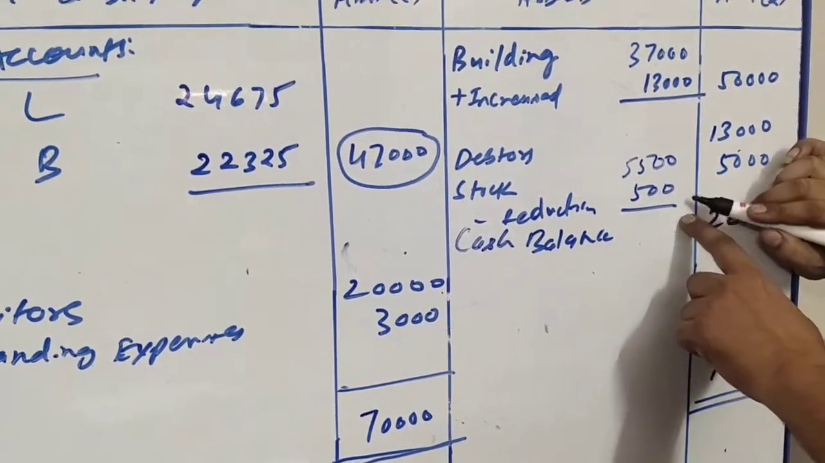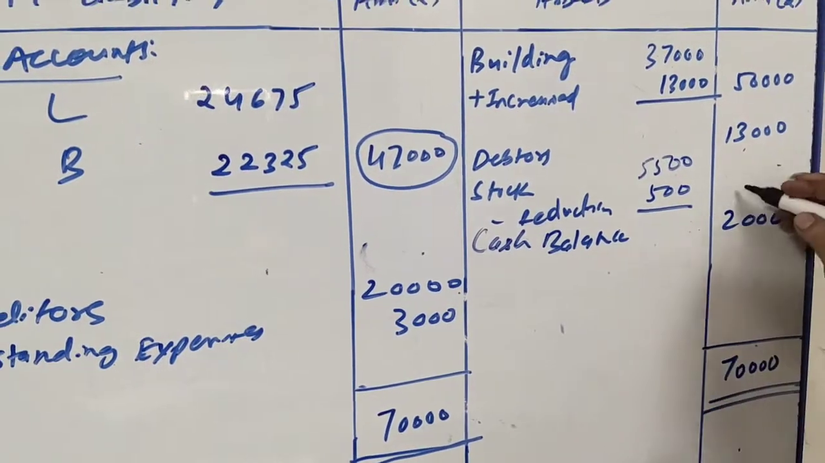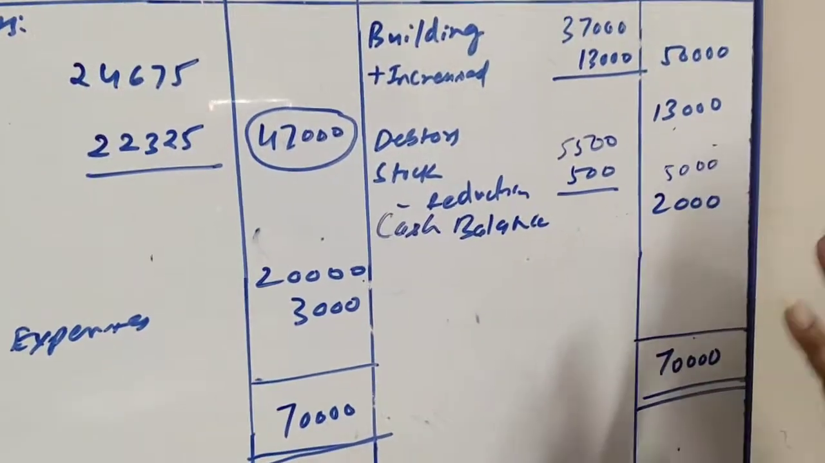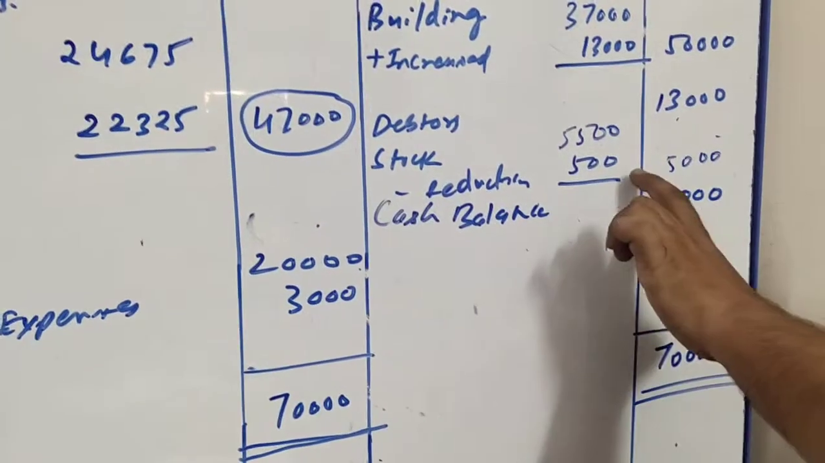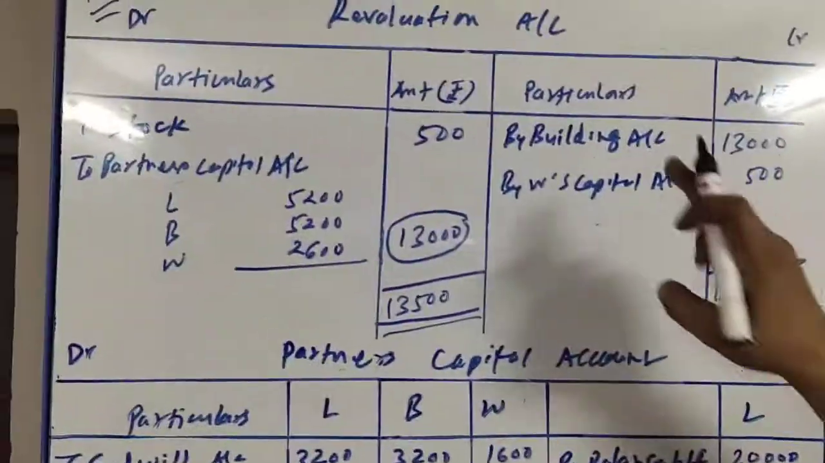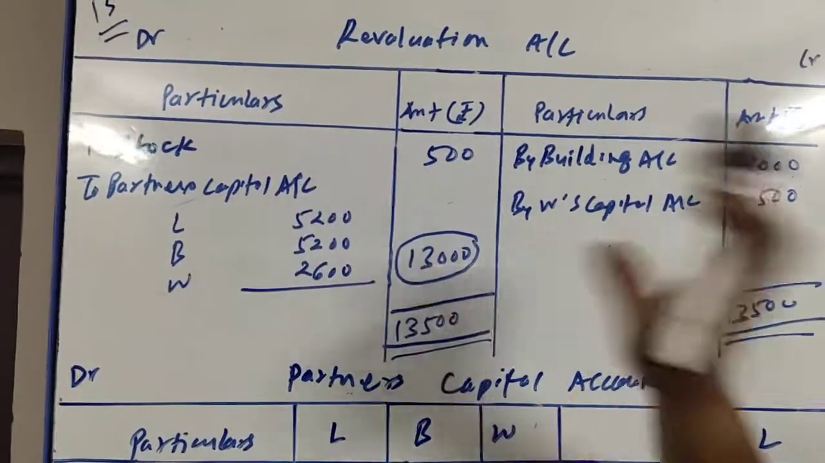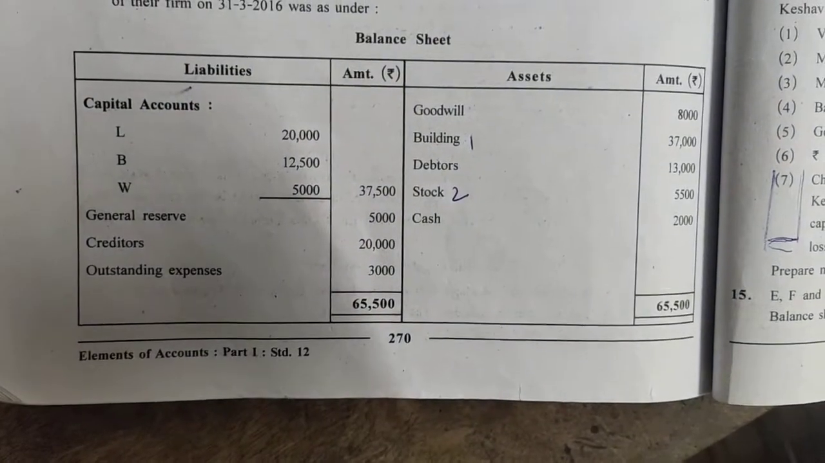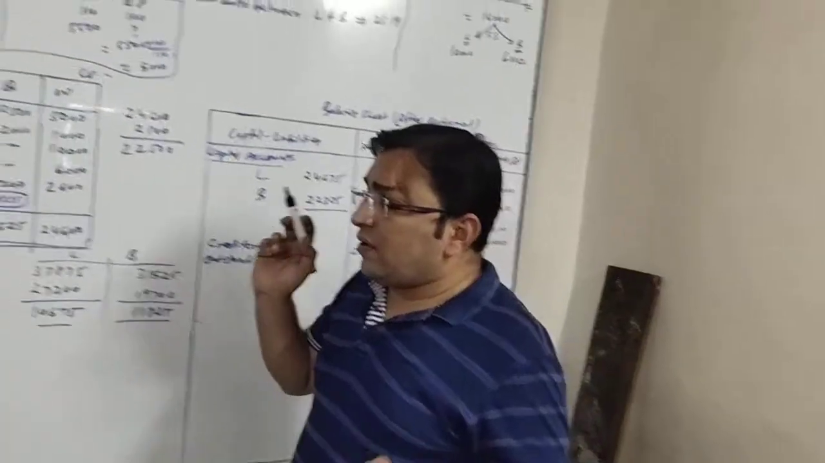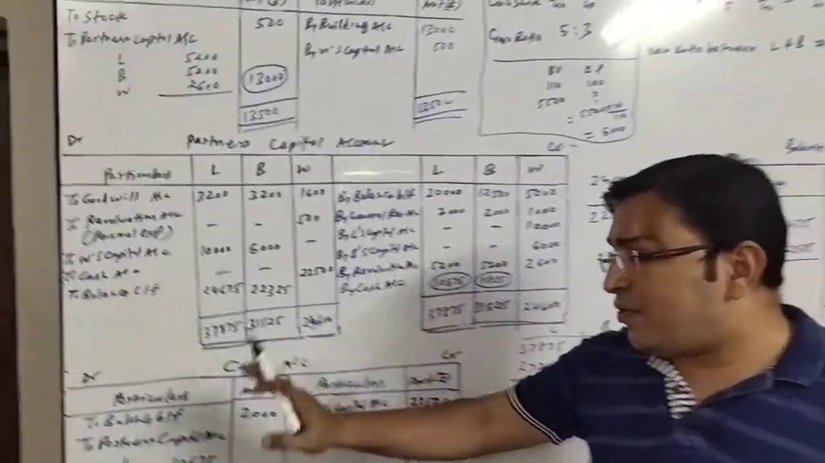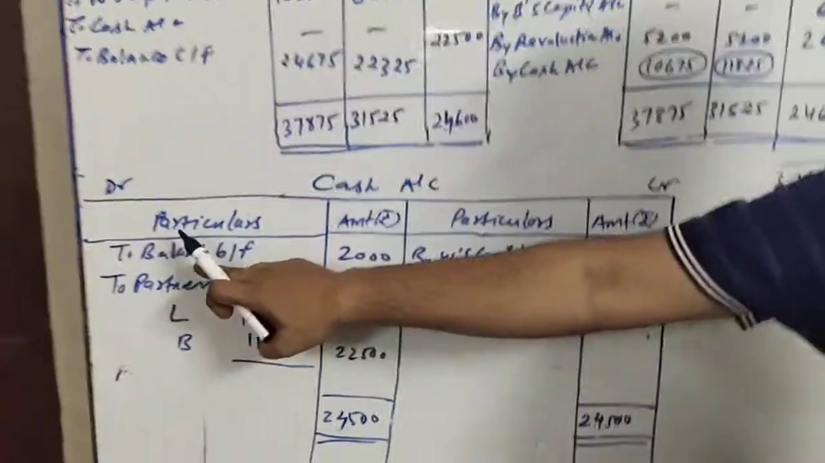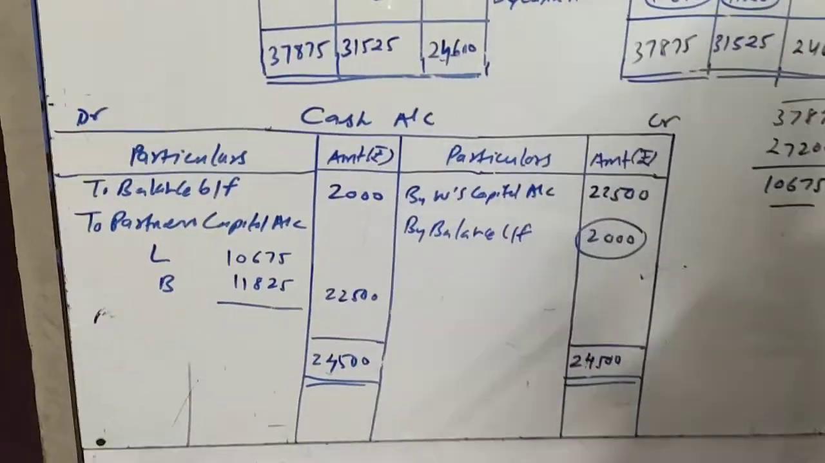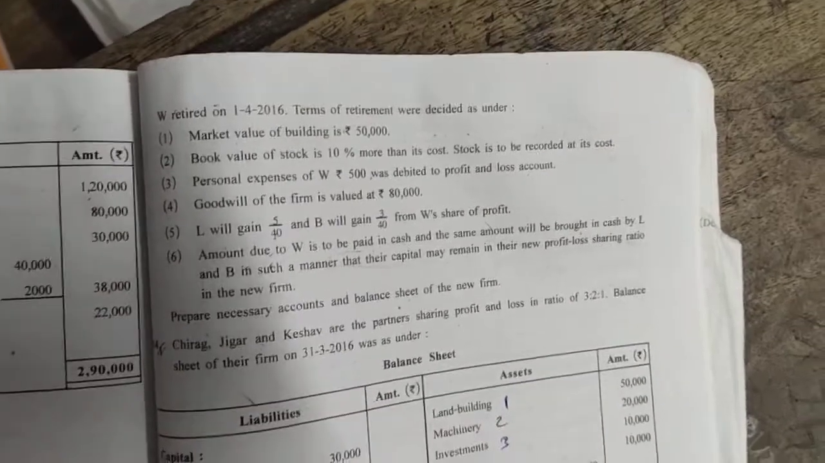Okay, so 5500 minus 500, 5000 will be in the outer column of the balance sheet, and this 500 being a loss will be debited to revaluation account. So revaluation account debit side, to stock 500. Next item is cash balance. So cash balance will be written as the opening balance, debit side of cash account, to balance brought down rupees 2000.